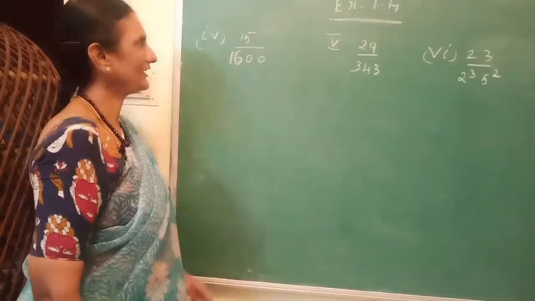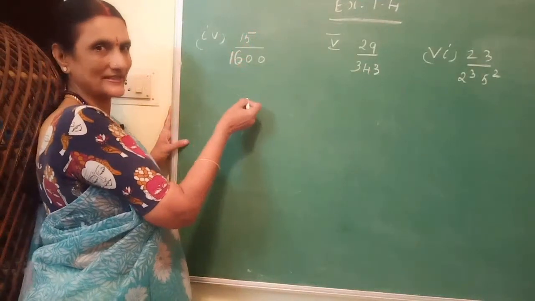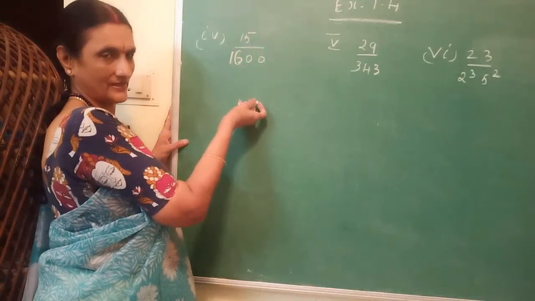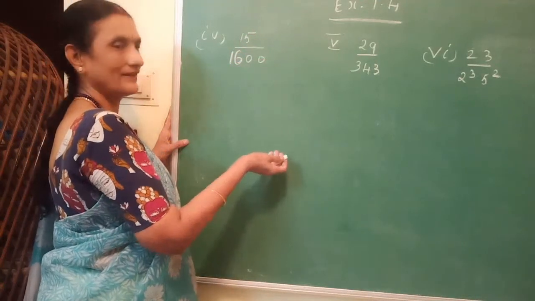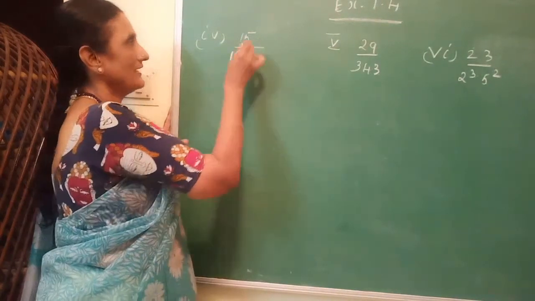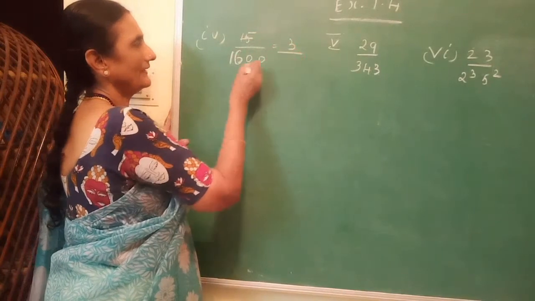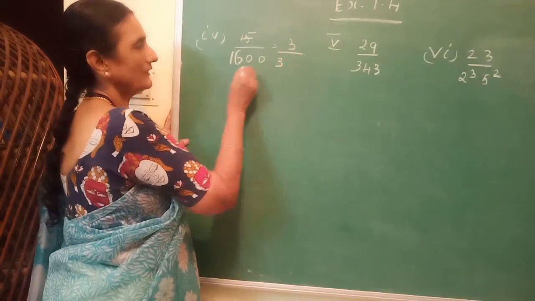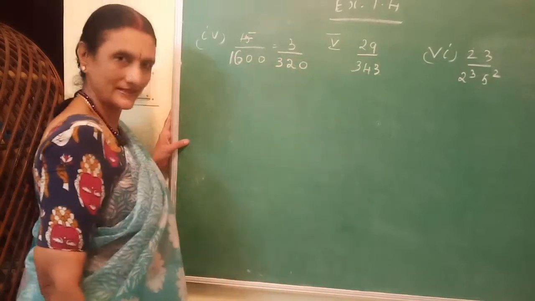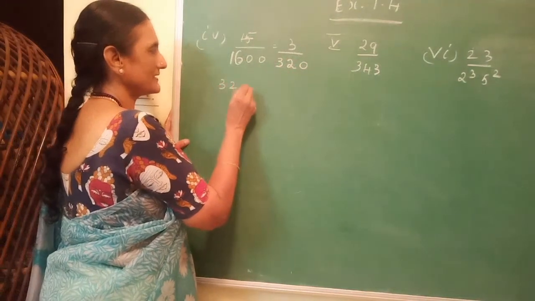And here also, continuing with the fourth sum, we have 15 by 1600. So, it is not in the simplified version. So, we have to simplify that. How do we do that? The common factor is obviously 5. So, cancel: 3 fives are 15, and then 3 fives are 15 here, and 5 times 320 is 1600. Alright? Now let us factorize the denominator.